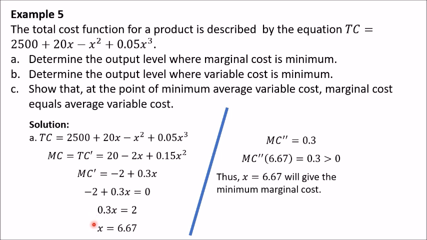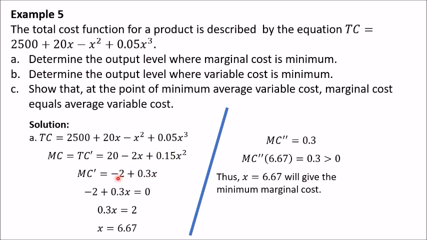We assume that this will give a minimum for the marginal cost. To prove that, we need to use the second derivative test. So we need to get the second derivative of the MC, this one. So this is the first derivative of the marginal cost. And then we will get the derivative of this.